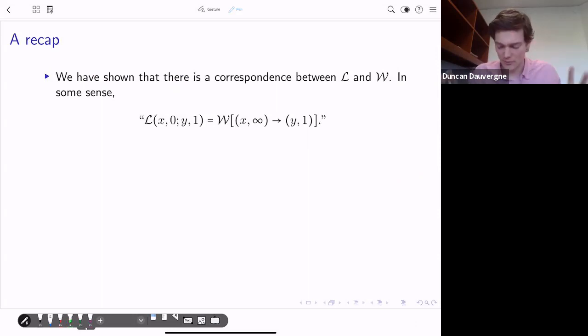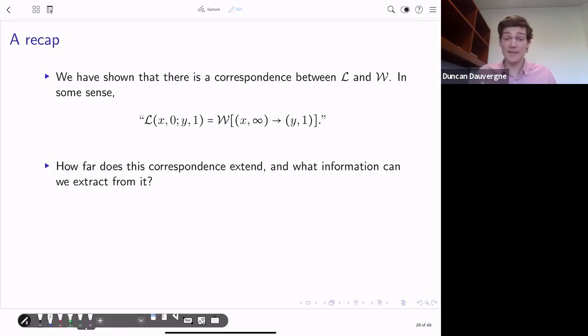So basically, we've shown that there's a correspondence between the directed landscape and the parabolic Airy line ensemble, which at some level looks like this. So this is basically for all x greater than or equal to 0, that landscape values correspond in some sense to a last passage value in the Airy line ensemble from x infinity to y1. And the question is, does this correspondence extend further? And what information can we actually extract from it? Can you get some really good stuff from this?